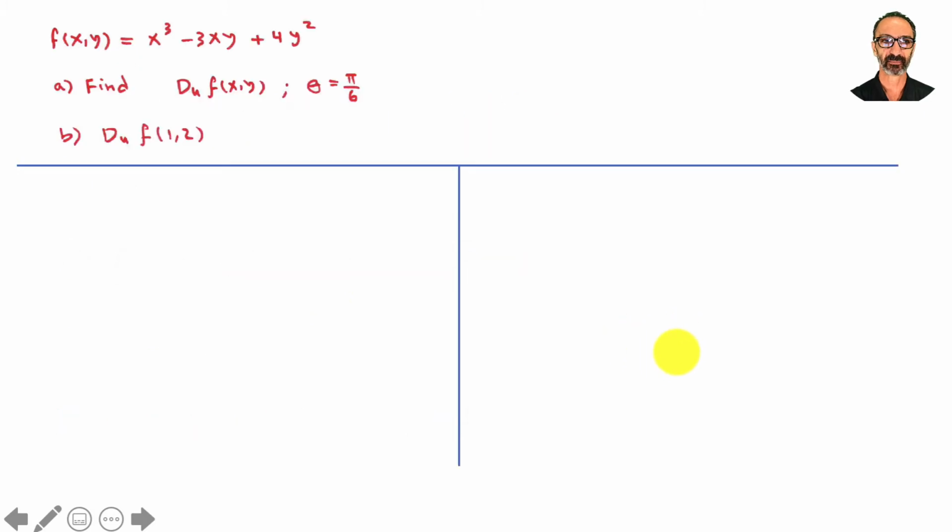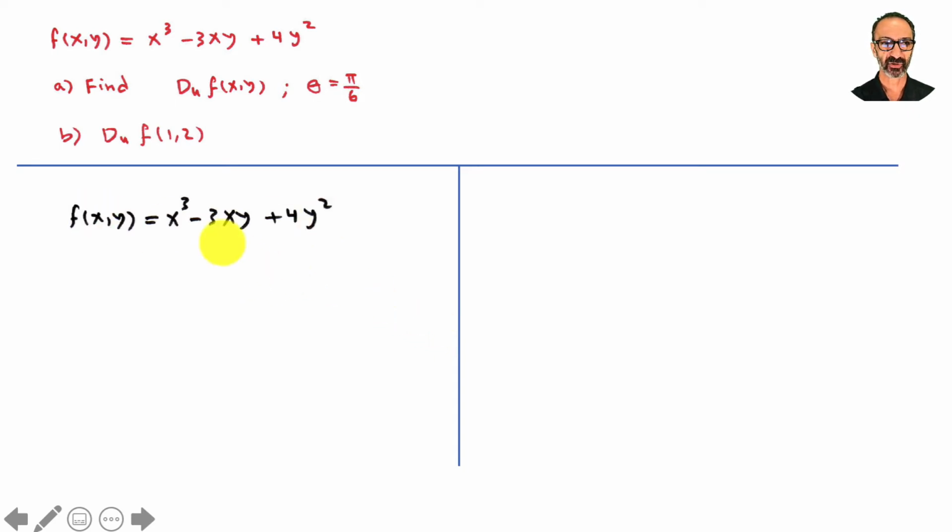Here's an example. f of x, y equals x cubed minus 3xy plus 4y squared. We're going to find the directional derivative when the angle is 30 degrees, or pi over 6, and we're going to find it at the point (1, 2). Just applying the formula straightforwardly for more practice.